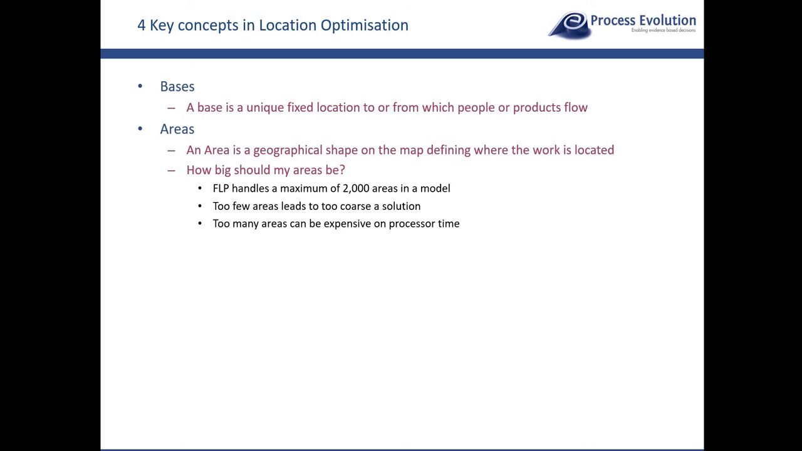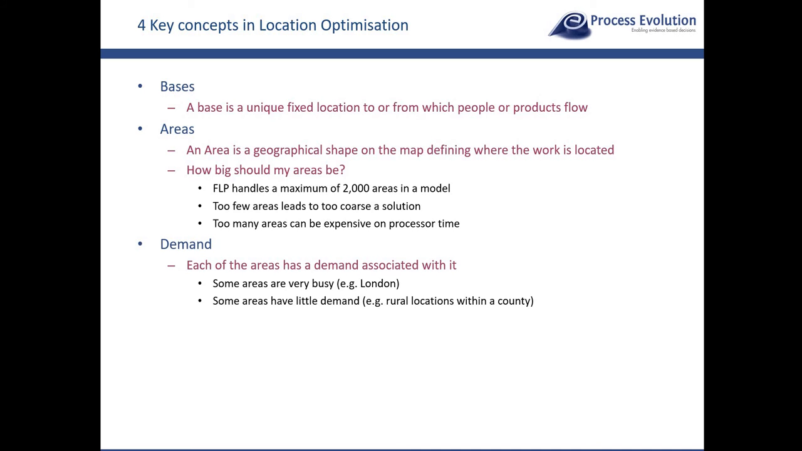Areas are geographical shapes on the map. They define where the work is located. And typically we'd get into discussions here around how big areas should be. The model can handle up to 2,000 areas. Too few, and it's going to lead to too coarse a solution, but too many can be expensive on processor time. So very much looking to have a balance within the inputs here.